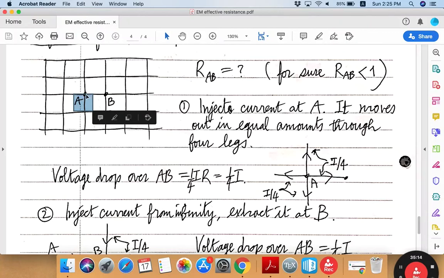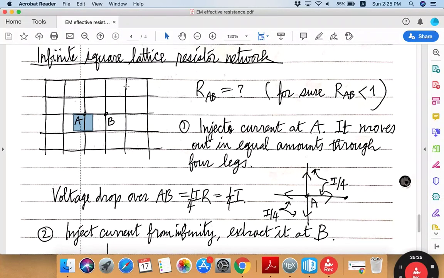So the current has to move out, and then eventually current has to leave this system. But this, by assumption, was an infinite network. So the only way that the currents will be able to leave the system is for them to move out to infinity in all directions. And since there's no preferred direction, the current has to move out in equal amounts in all four directions: right, top, left, and bottom.